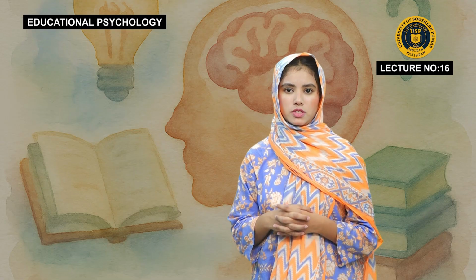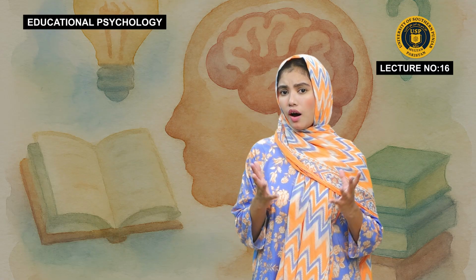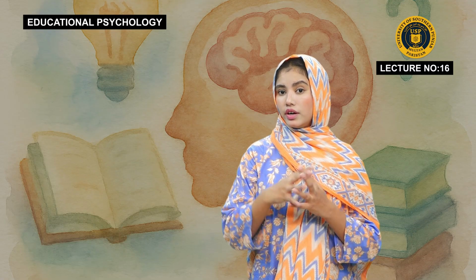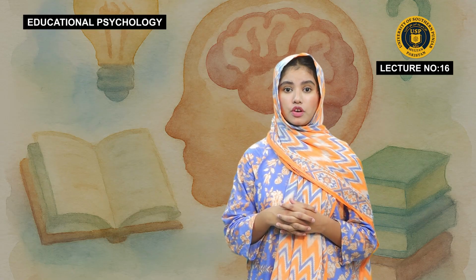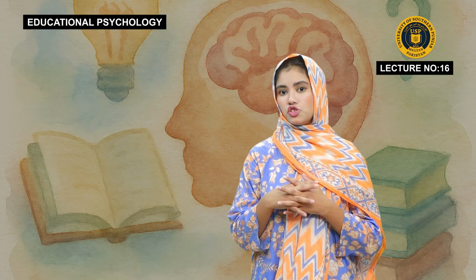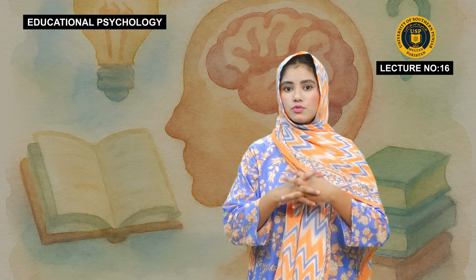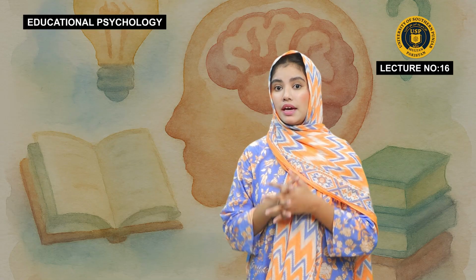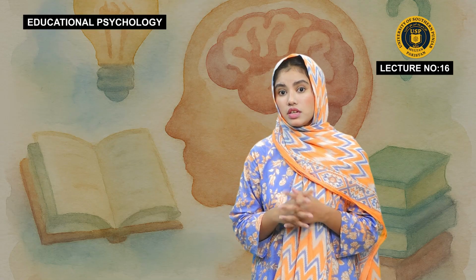Now let's close today's session with a quick but meaningful recap. To summarize, we explored three major perspectives that shape how we understand learning. Behaviorist view of learning. This perspective emphasizes observable behavior, focusing on how actions are shaped by reinforcement, punishment, and various forms of conditioning. It reminds us that consistent feedback and structured practice can shape desired behaviors effectively.